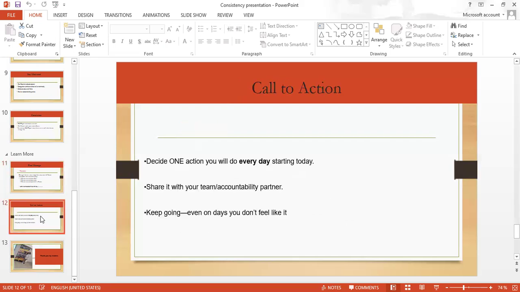So I have a little bit of a call to action here. Decide one action you will want to do every day, starting today. Share it with your accountability partner or your sponsor or whoever, and keep going, even in the days that you don't feel like. Even if it's raining, even if you are unwell, even if you just have to repeat a message that you sent already, just do something. I'm sure it will pay off for you.